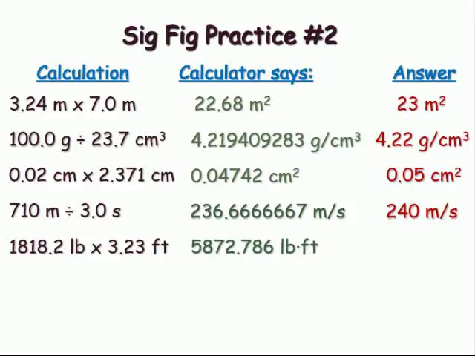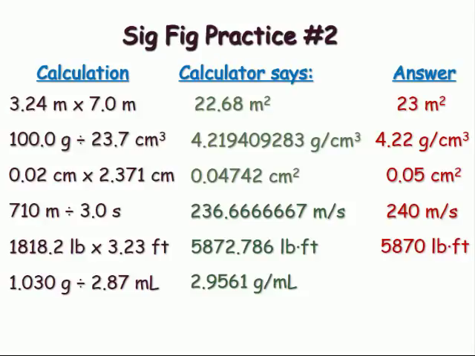Let's try another one. My calculator is going to tell me this big old long number, but how many significant figures do I want to report? 3.23 feet is the value with the smallest number of significant figures. That's 3 significant figures, so I'm going to report my answer with 3 significant figures. Round to this 7. This 2 tells me to keep it the same. So 5,870, no decimal.